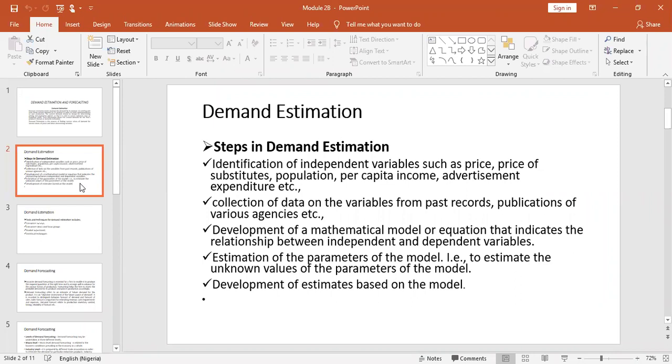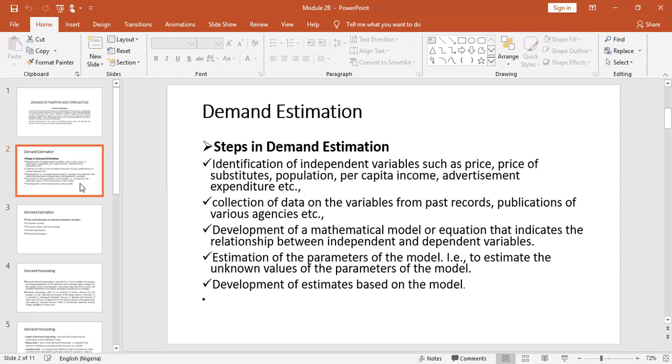The first step in demand estimation is identification of independent variables such as price of substitute, population, per capita income, advertisement, expenditure, etc. You first identify that. Then collection of data on the variables from past records, publication of various agencies, etc. What has been the price range for the product? What has been the price range for substitutes to the product? What is the population growth? What is the per capita income of the people, which means if the economy is growing, per capita income is also increasing. How much are we spending on advertisement expenditure? How much are our competitors also spending? Now you collect all this data.